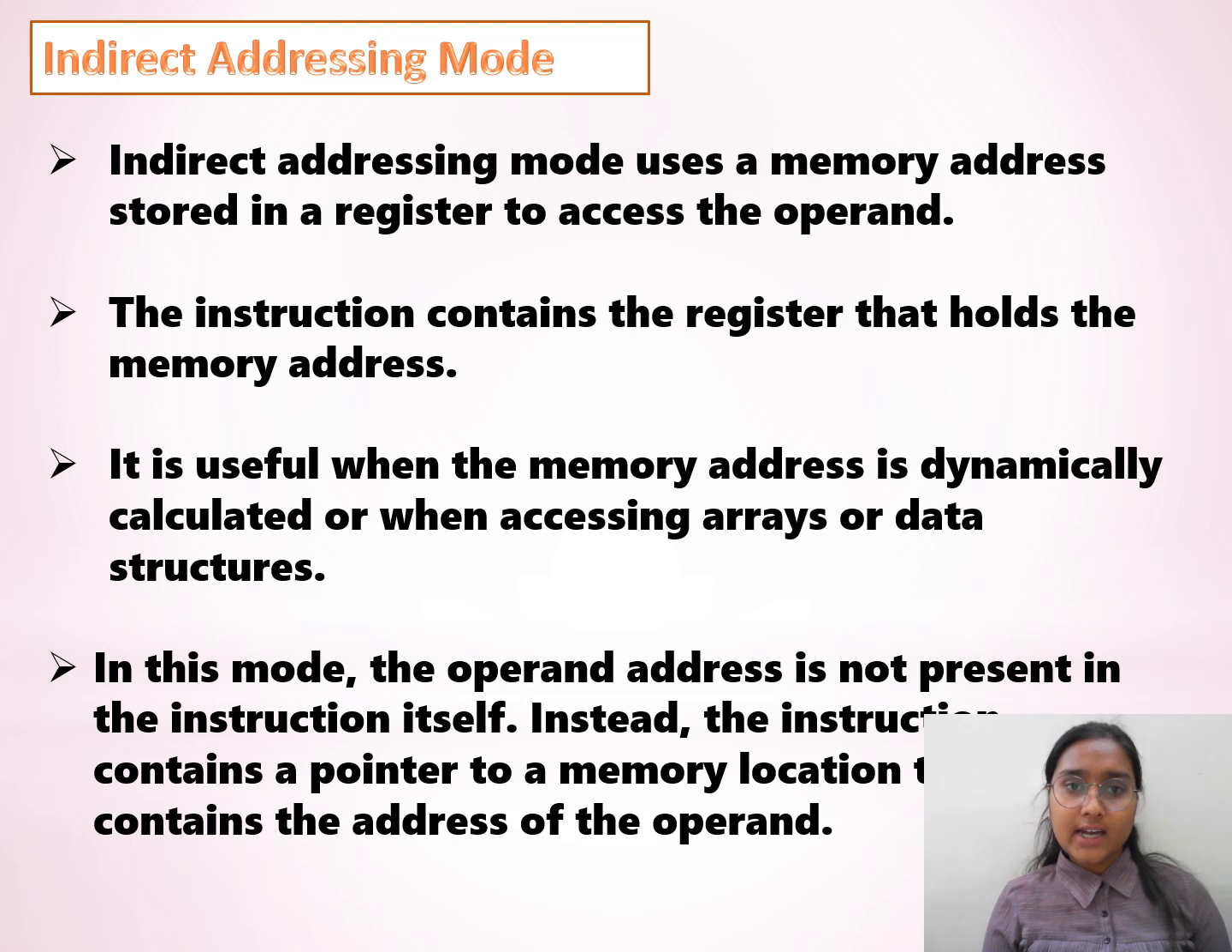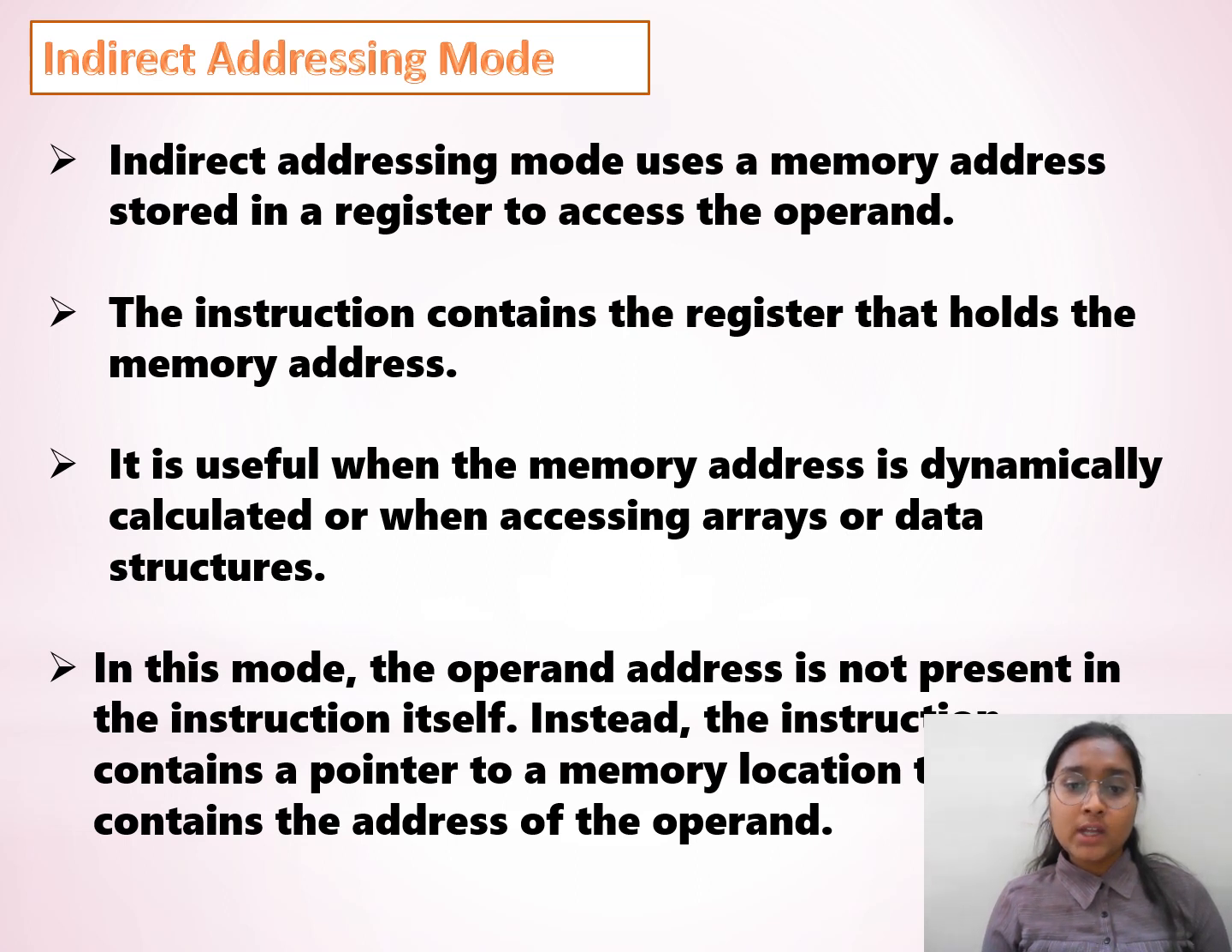Next one is indirect addressing mode. Indirect addressing mode uses a memory address stored in a register to access the operand. The instruction contains the register that holds the memory address. It is useful when the memory address is dynamically calculated or when accessing arrays or data structures.